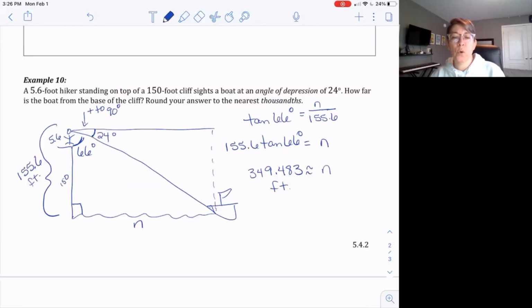One of the reasons why we chose tangent instead of cotangent is that your calculator has the tangent button on it. It doesn't have the cotangent. You would have to do 1 divided by tangent to find it. So always use one of your parent functions: sine, cosine, or tangent.